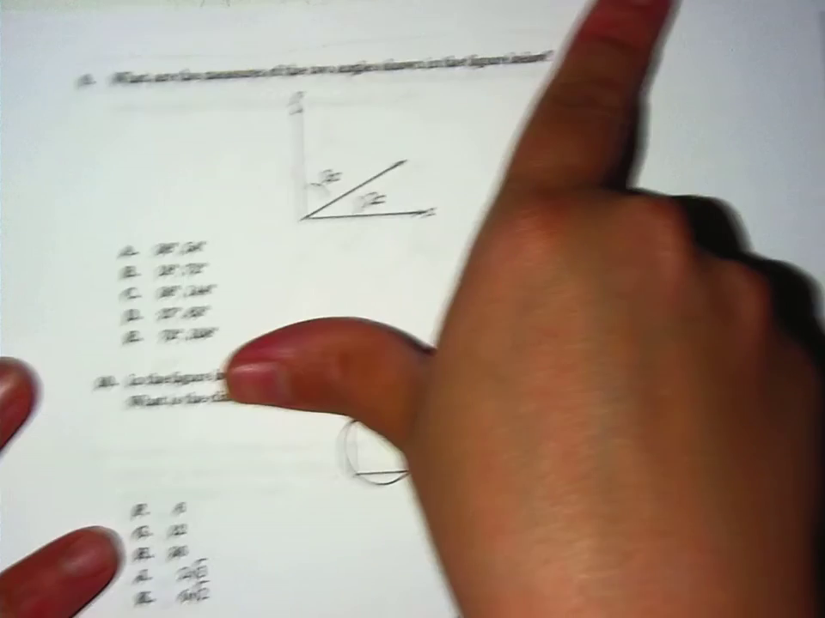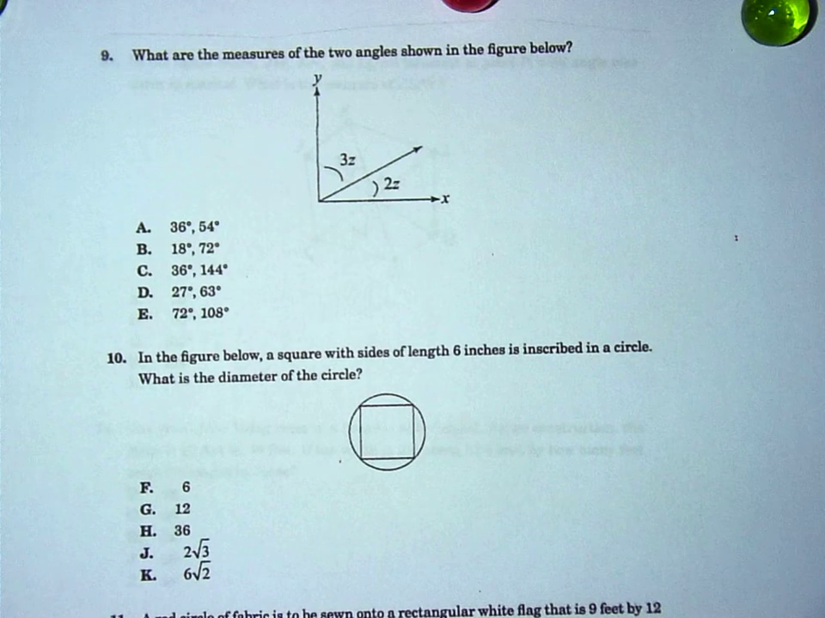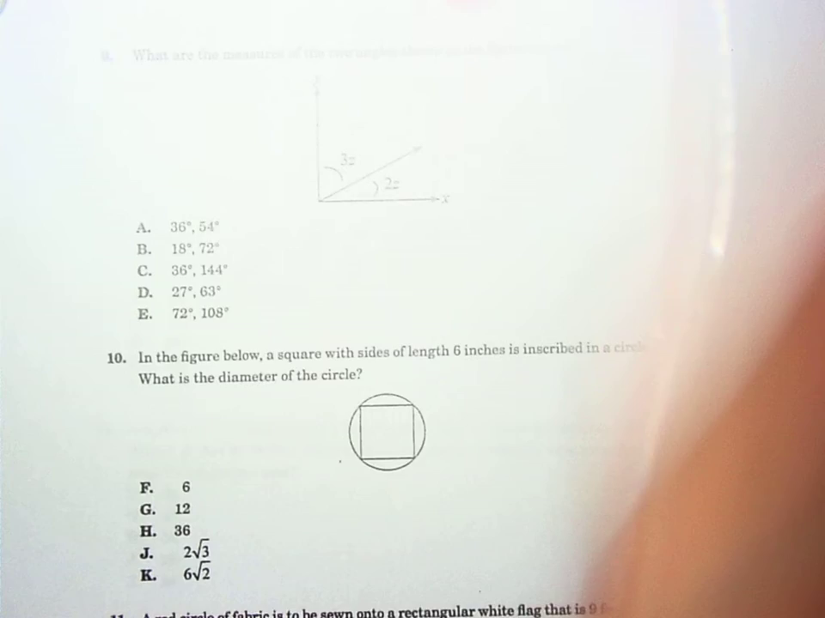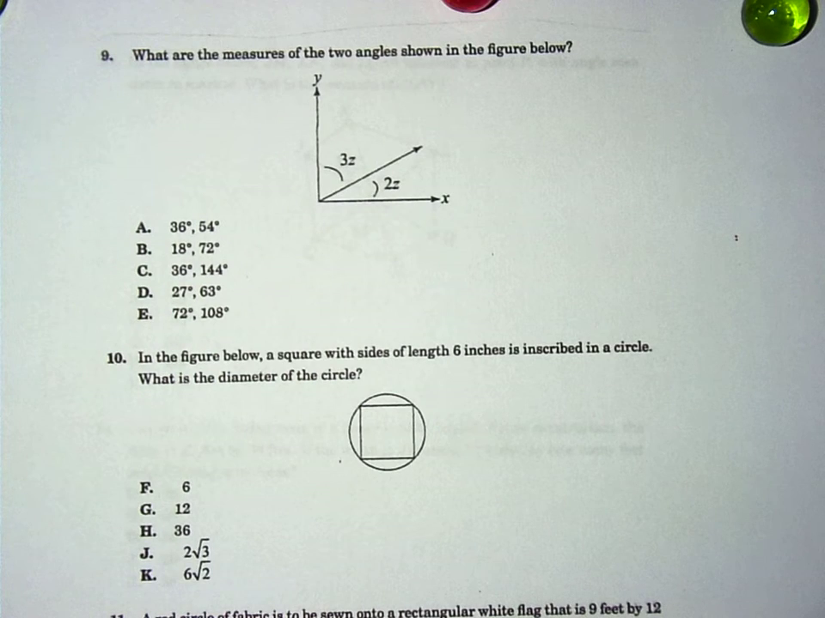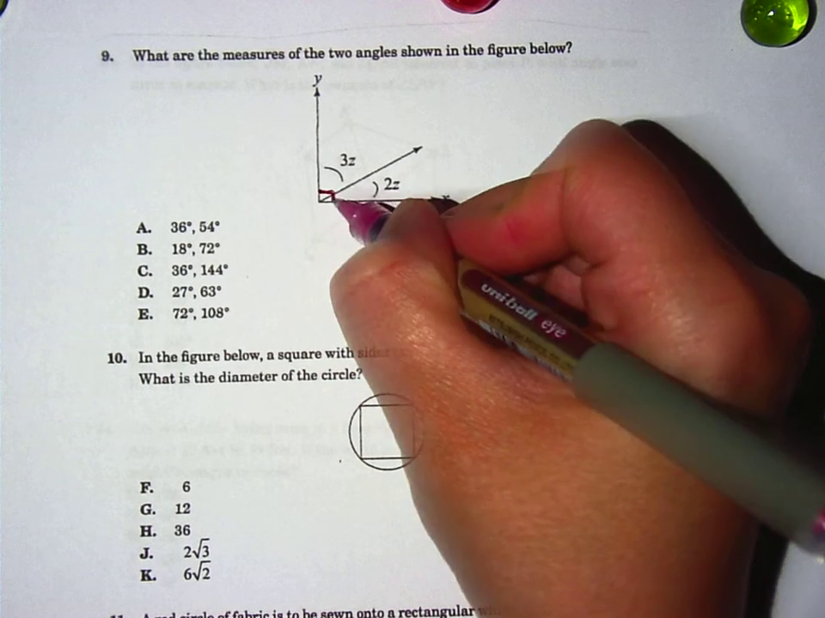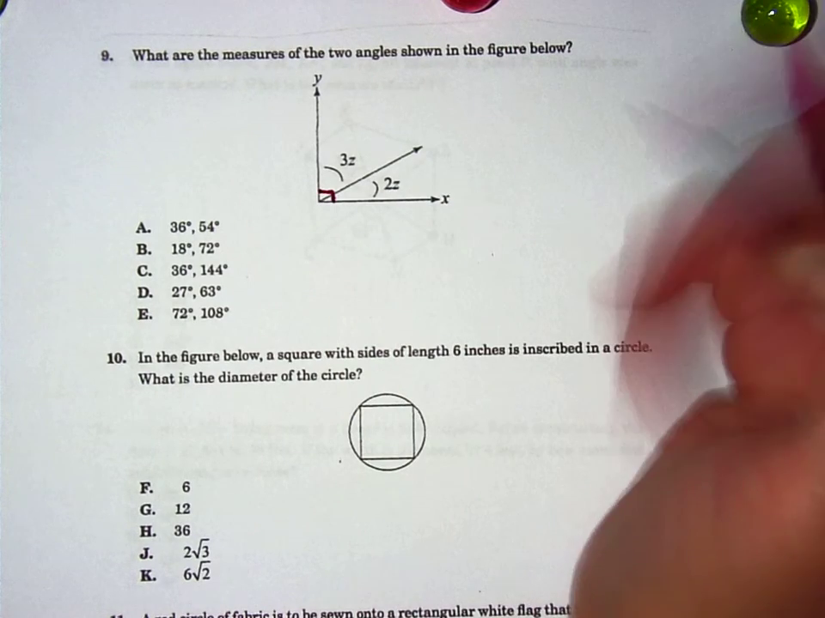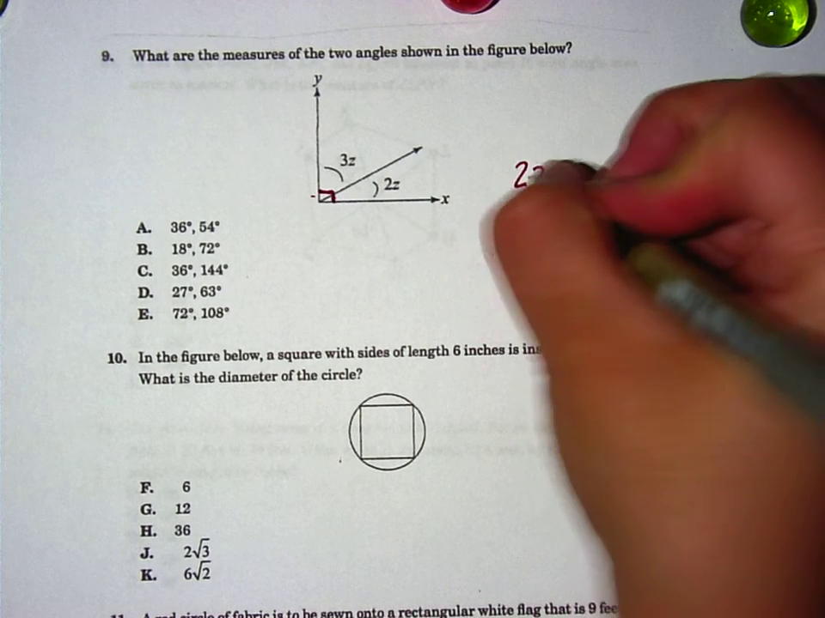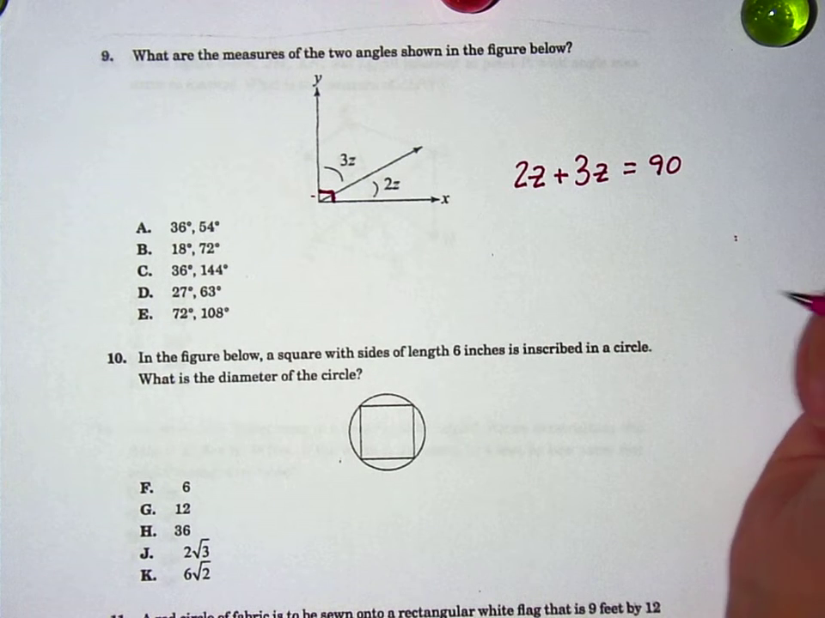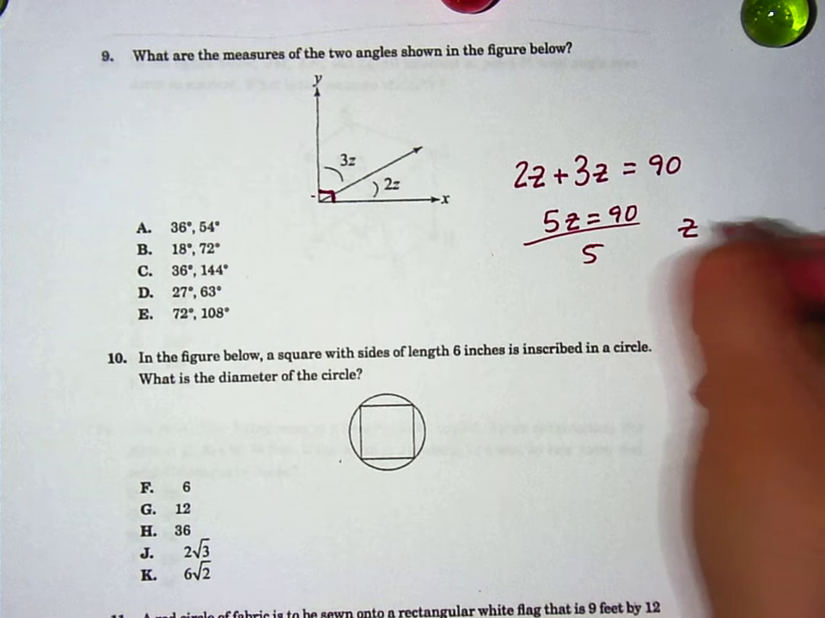All right, number 9. What are the measures of the two angles shown in the figure below? All right, again, not crazy about how they wrote this problem, because they should have told you that this angle is a right angle. On the ACT they would. So that would be notation for a right angle, or just saying it in the problem. So if that's the case, then 2z plus 3z equals 90. And then 2z plus 3z is 5z. Divide by 5, z is 18.